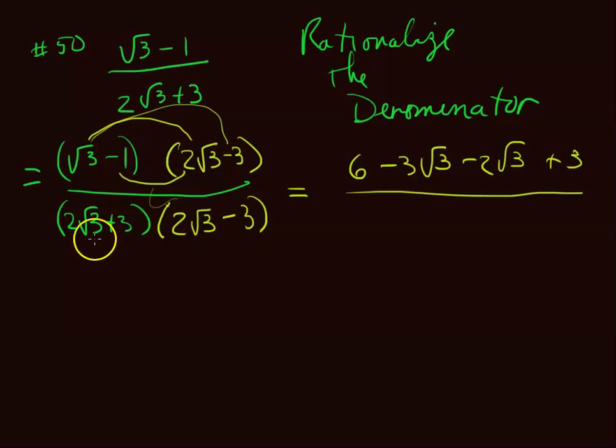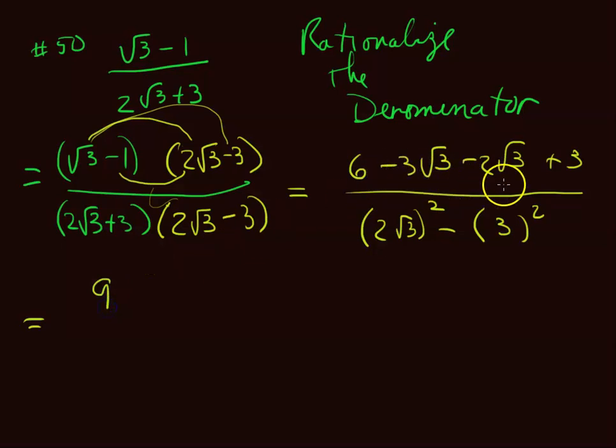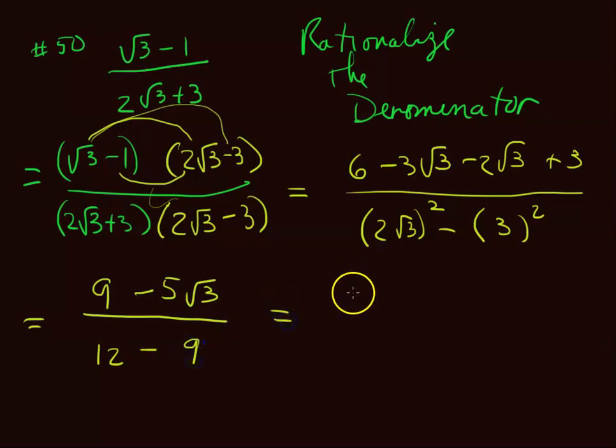This one should be easier because you set it up. This should be the difference of two squares. It should be 2 square roots of 3 squared minus 3 squared. Numerator, 6 and 3 is 9. Negative 3, negative 2, which is a negative 5 square roots of 3. The denominator, squaring this, it's 4 times 3, or 12, minus 9. So finally, 9 minus 5 square roots of 3 over 3.